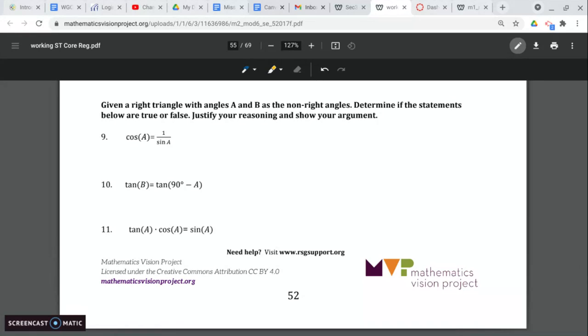All right, given a right triangle with angles A and B as the non-right angles, determine if the statements below are true or false. So for cosine A equals 1 over sine A, this is false. They are not just reciprocals of each other. So B over C does not equal C over D.